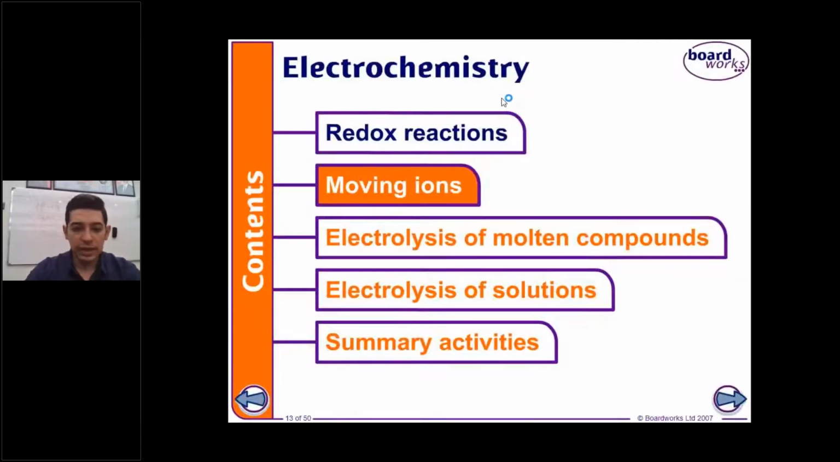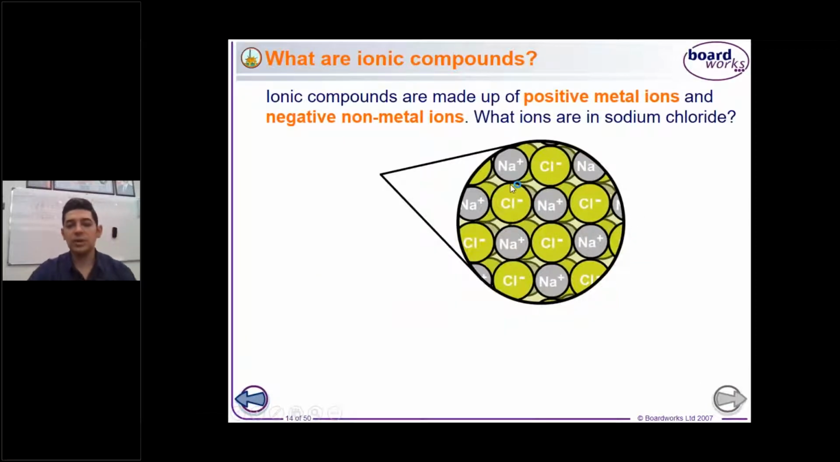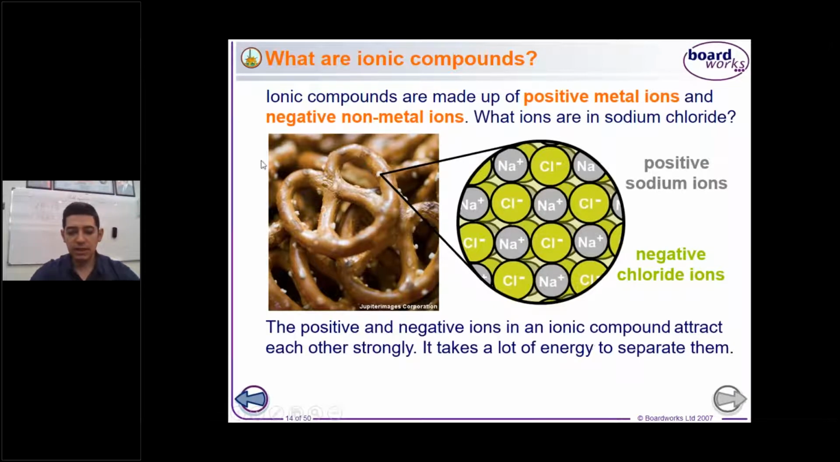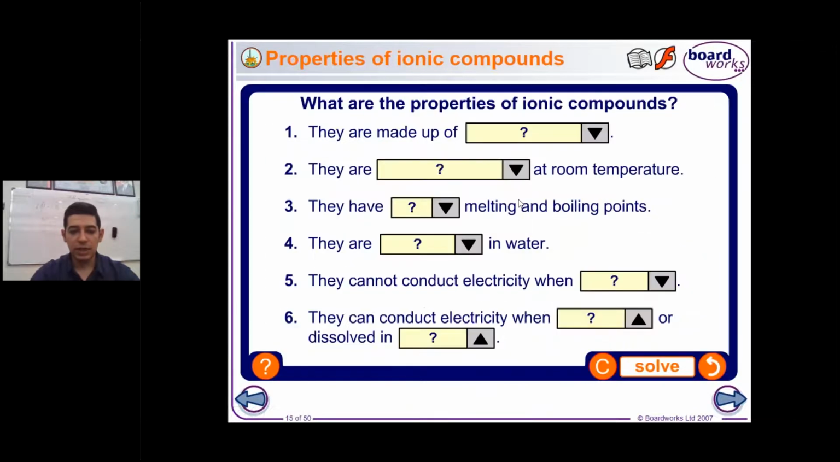Okay, the moving ions. Ionic compounds are made of positive metal ions and negative non-metal ions. What are the ions in sodium chloride? As you see, sodium plus and chloride minus. It is the salt which we eat at home. Positive and negative ions in an ionic compound attract each other strongly. It takes a lot of energy to separate them. We know this from the first lesson on ionic compounds.